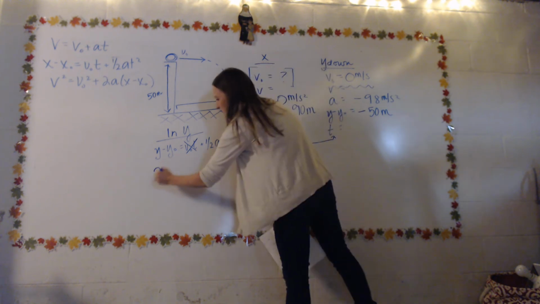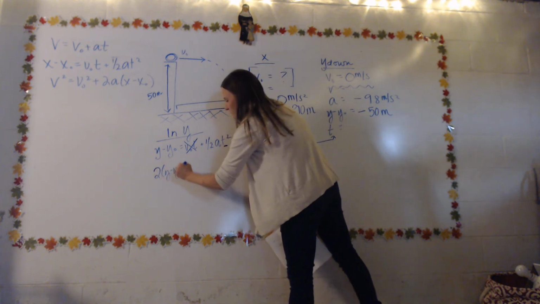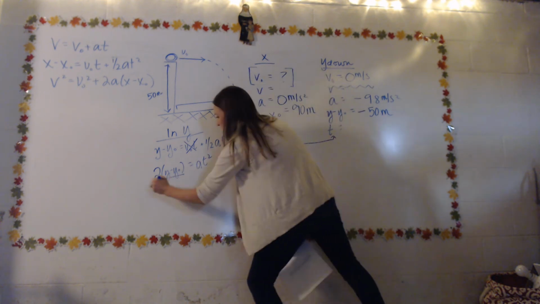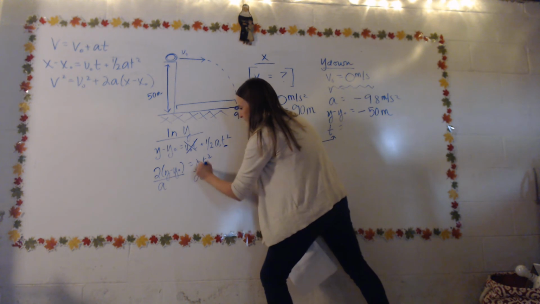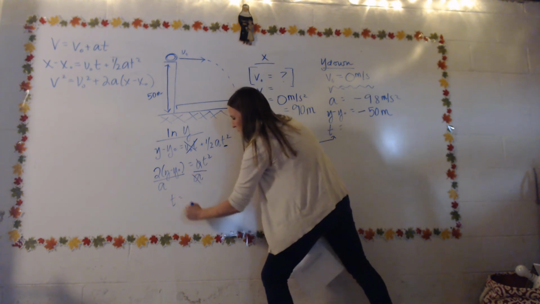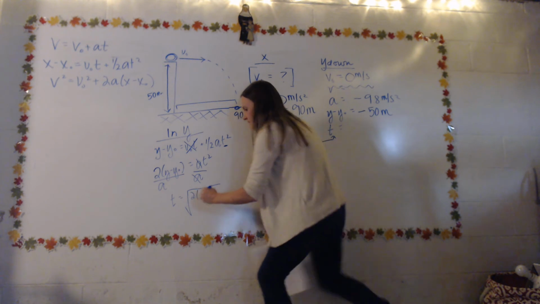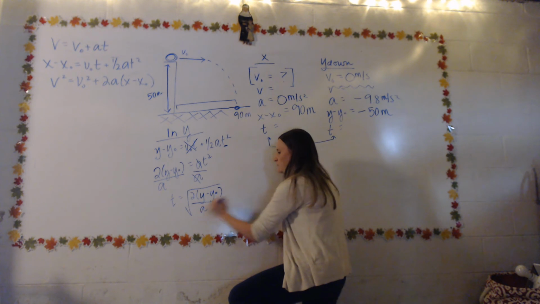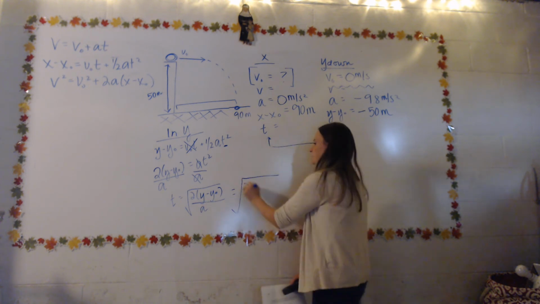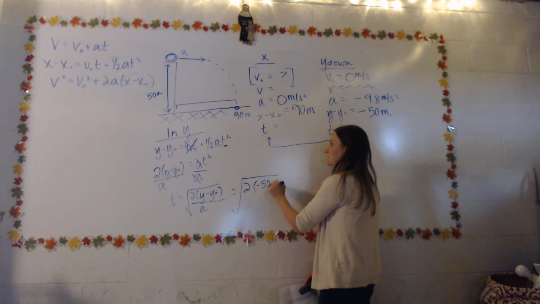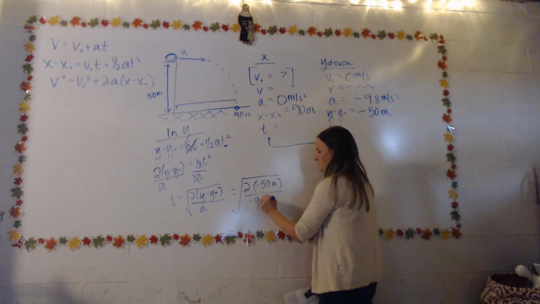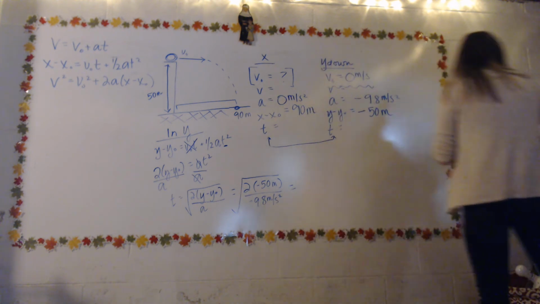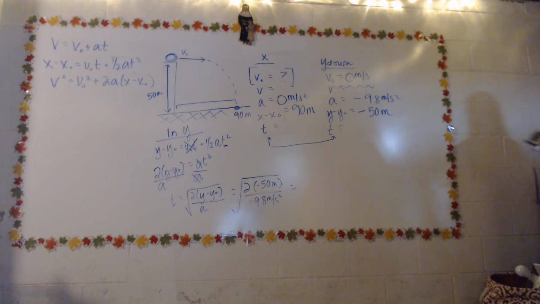So I'm going to multiply both sides by 2. So I have 2 times y minus y naught is at squared. I'm going to divide both sides by a, and then take the square root. So t is equal to the square root of 2 times y minus y naught divided by a. When I put the values in here, this is the square root of 2 times negative 50 over negative 9.8. The negative signs will cancel out, which is good. When we take the square root, we're going to take the positive root because this is time. So time is always positive.